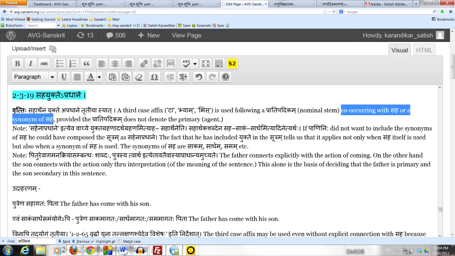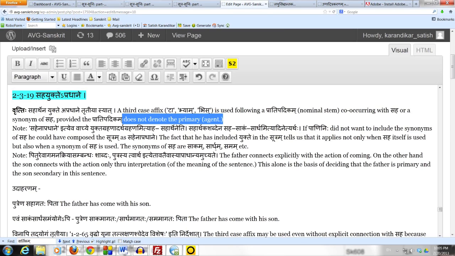Now the sutram says apradhane, which means that provided the pratipadikam does not denote the primary agent of the action, then only the pratipadikam takes the third case affix. So there are two conditions here. One is that the pratipadikam is connected with saha or a synonym of saha. The second condition is that the pratipadikam should not denote the primary agent.